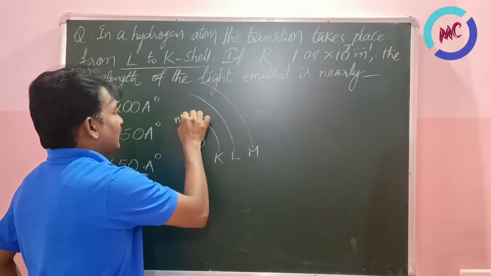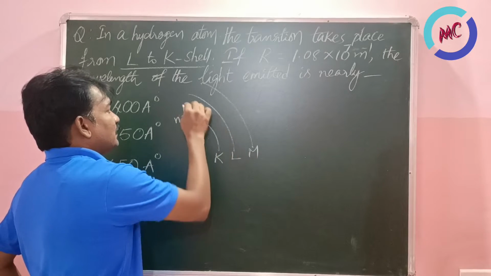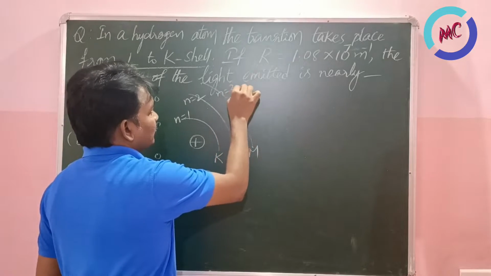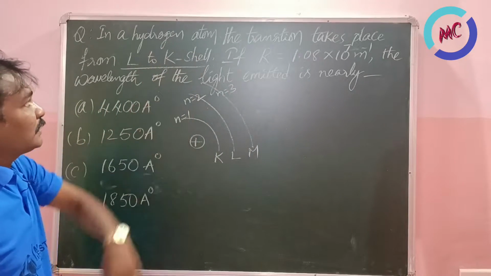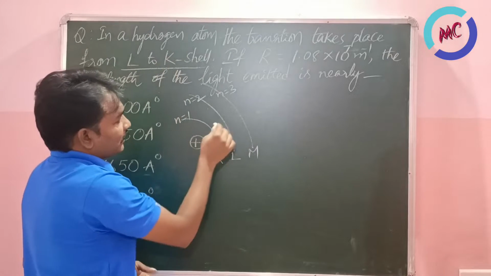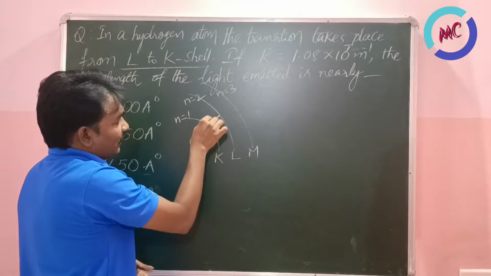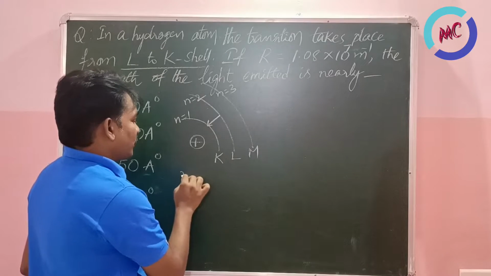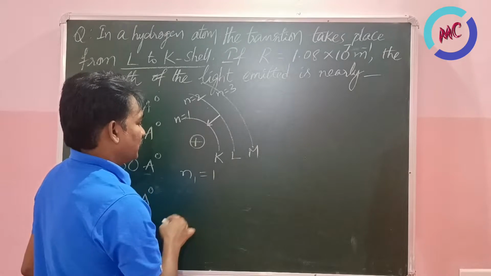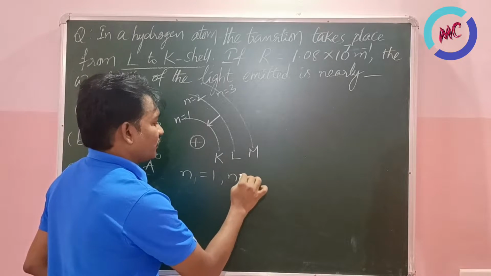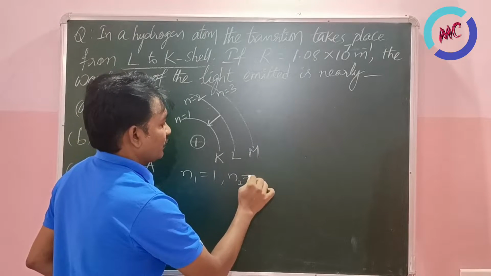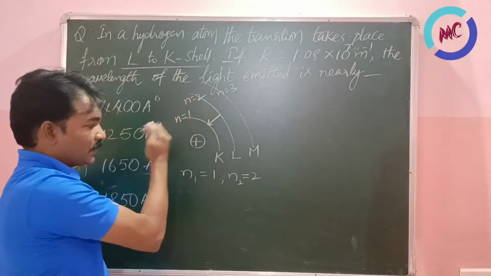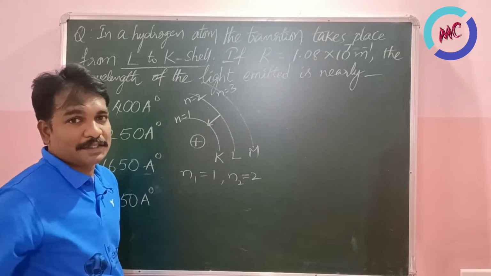What is the N value of K? 1. For L shell, N value is equal to 2. For M, N is equal to 3. If transition takes place from L to K shell, N1 value is equal to 1 and N2 value is equal to 2. It is falling from second shell to first shell. It is nothing but Lyman series.